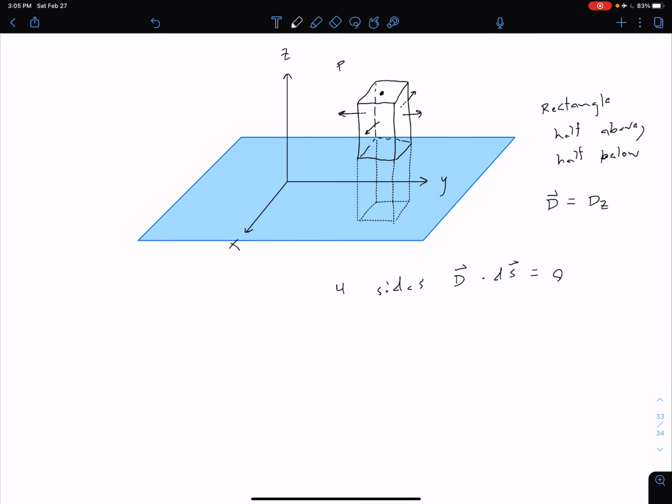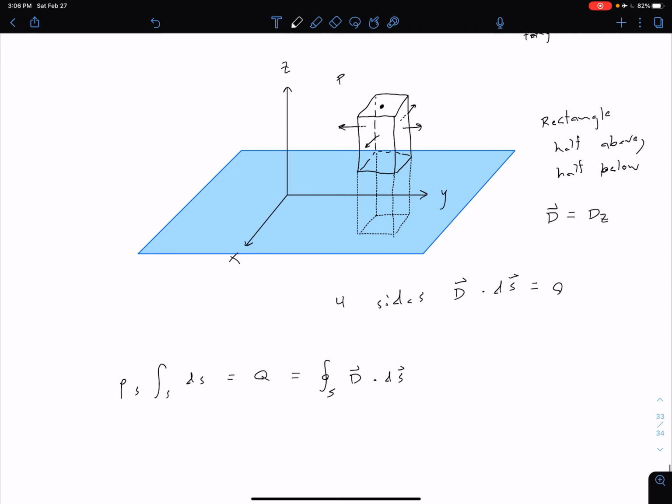So we can say that our total charge enclosed is going to be rho s times the surface integral of dS, and that's equal to Q, our total charge enclosed. And then from Gauss's law, we know this is also equal to the integral over the closed Gaussian surface of D dot dS. And so what we've said is we know that the four side terms are going to go away, so we just have the two terms to consider, the one top and the one bottom.